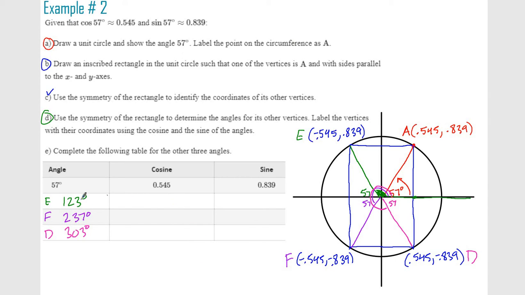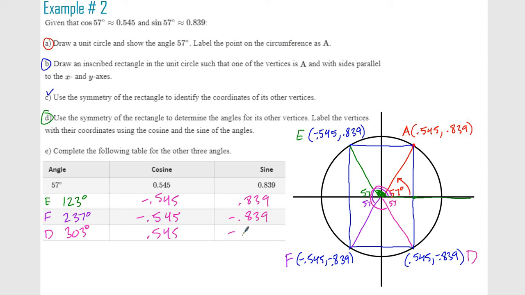And if we just asked simply what's the cosine of 123 degrees, well here we just go to that angle, 123 degrees, and the cosine is negative 0.545, and the sine is just the y value. Then F, the cosine is the x value, the sine is the y value, and we just keep on rolling.